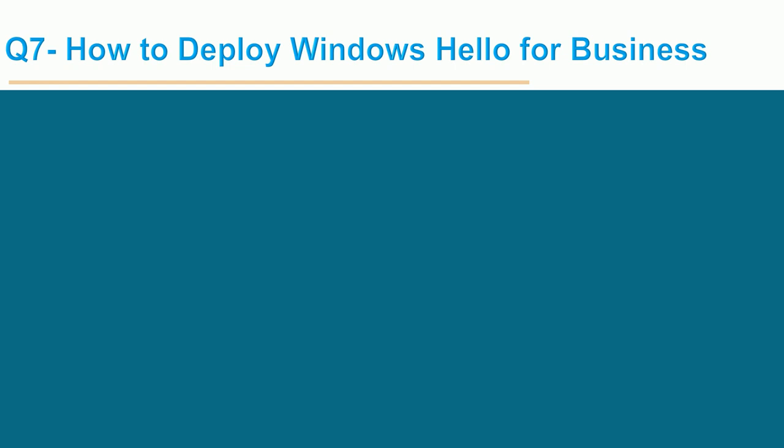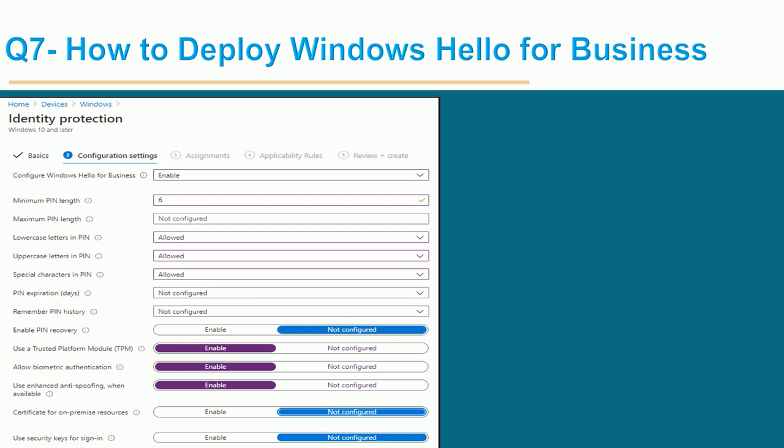Now, the next question is how to deploy Windows Hello for Business. So we understand what Windows Hello for Business is. Now let's deploy it. This is the screen where you can see how we can configure our Windows Hello for Business profile. You need to go to Devices, under Devices go to Windows, and there is the option for Windows Hello for Business, where you can define all these policies, like configuring Windows Hello for Business to enable a minimum password length.